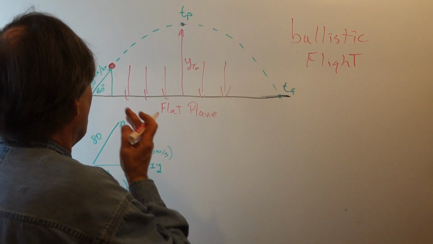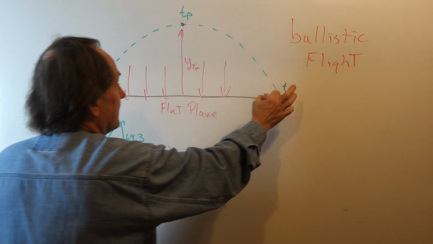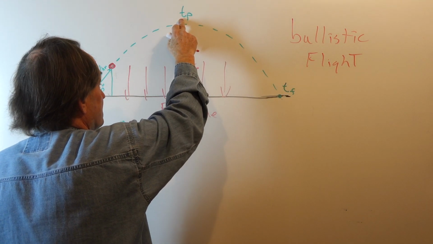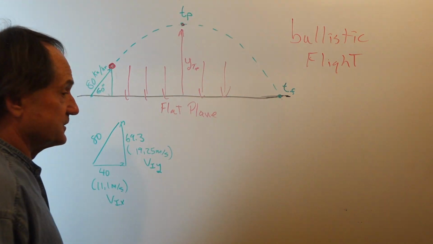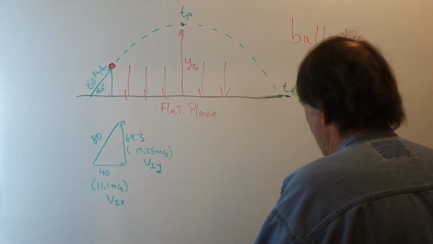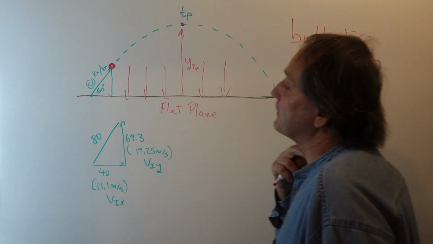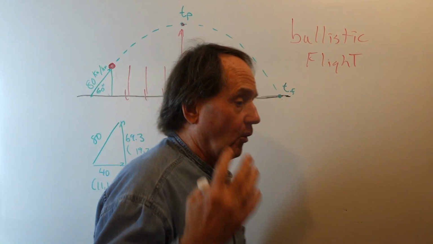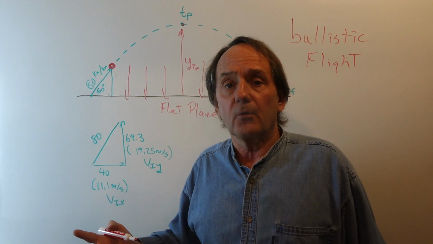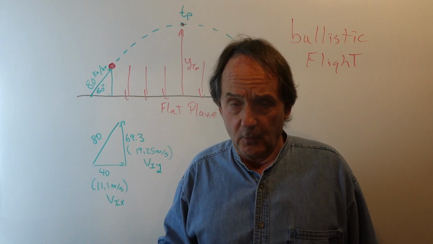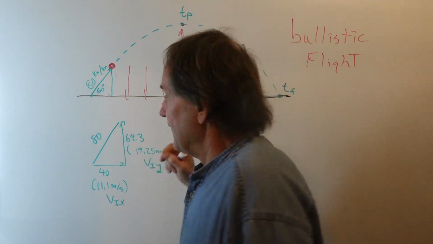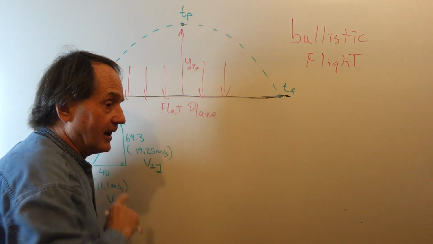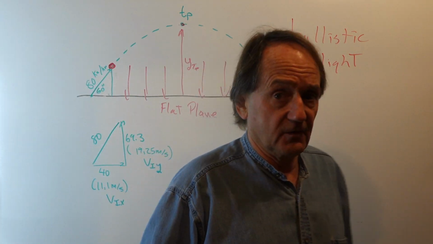Now, we're going to ask, how far does it travel? How much time does it take to reach the top of its trajectory? And how high does it go? Now, first we need to understand that in ballistic flight, the horizontal and vertical components act independently of one another. Key point: the horizontal component of velocity does not interact with the vertical component of velocity.